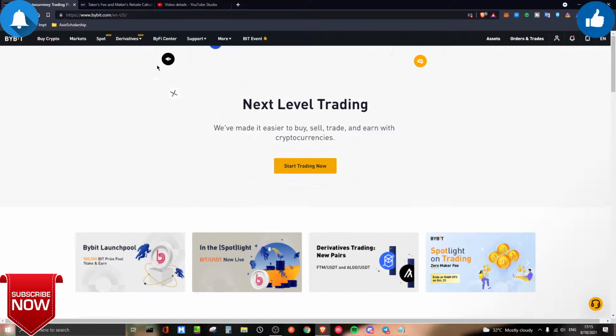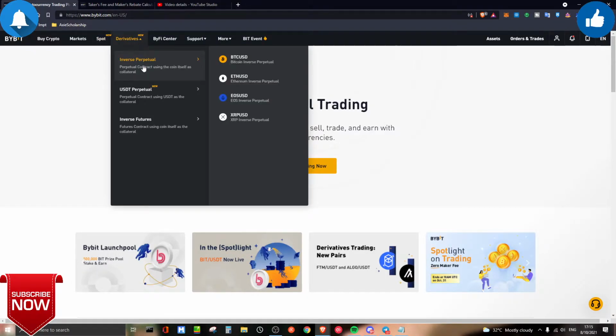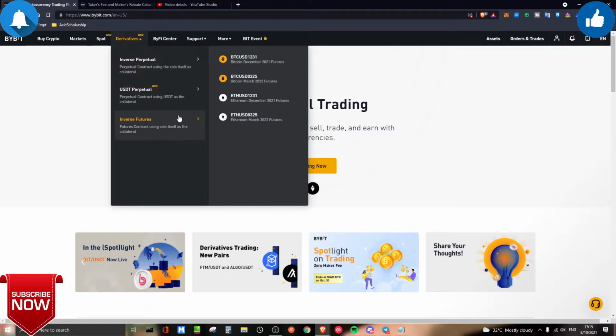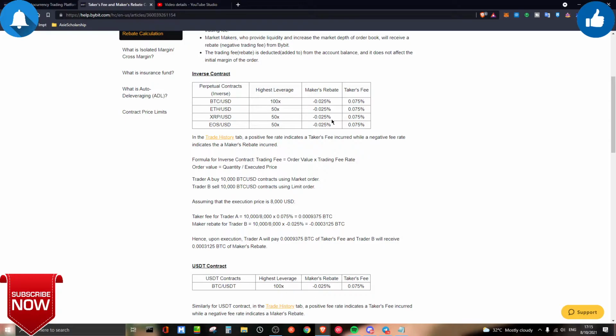Alright, so before we jump into the derivative tab, where you can see inverse and USDT perpetual, you might be a bit confused, and wonder what inverse futures are as well. We are going to talk about the fees first. If you have watched the previous video about spot trading, you already know what a maker and a taker are, and there's a benefit for being a maker and a disadvantage for being a taker. Nevertheless, the fee is still very cheap, and you might be seeing a negative fee on Bybit itself.